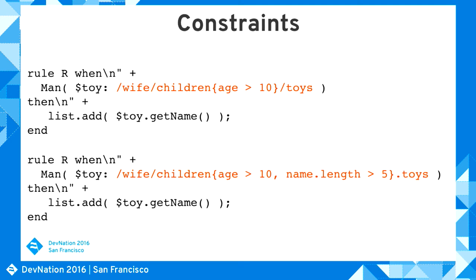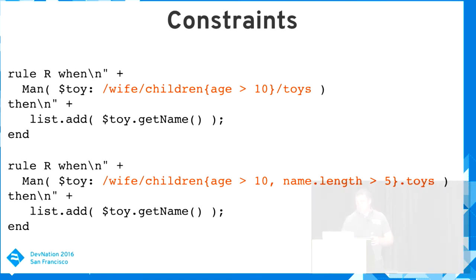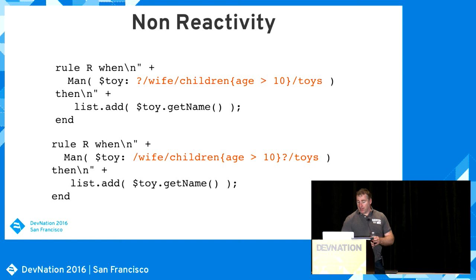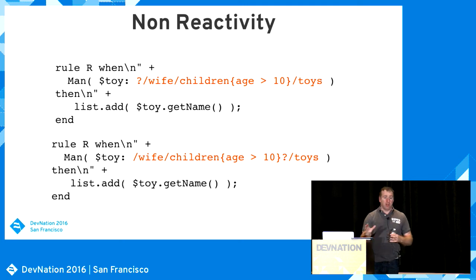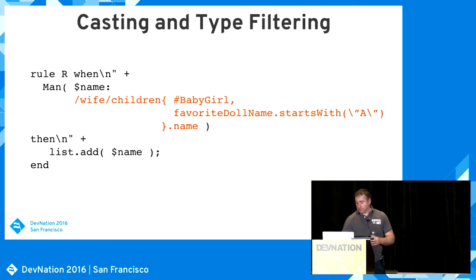You can put constraints in there as well. So just like XPath, you can put constraints at any point in the graph. And you can control reactivity with the question mark there to say, I've got this XPath statement, but I don't want any of it to be instrumented with reactivity.